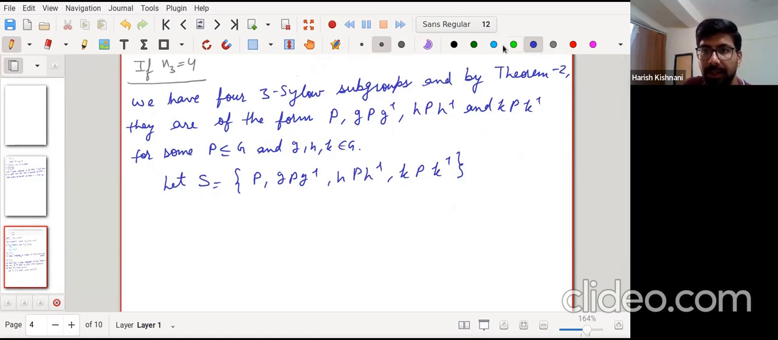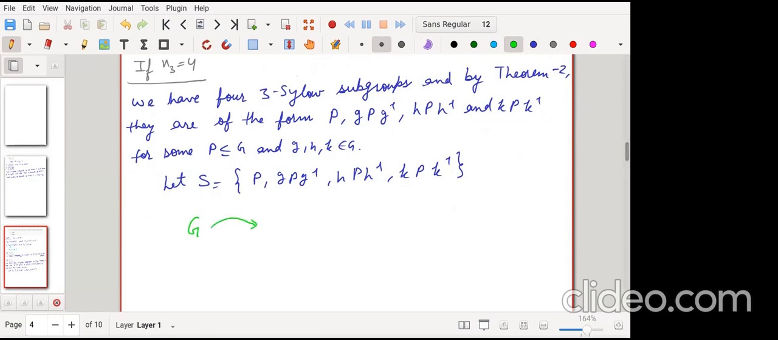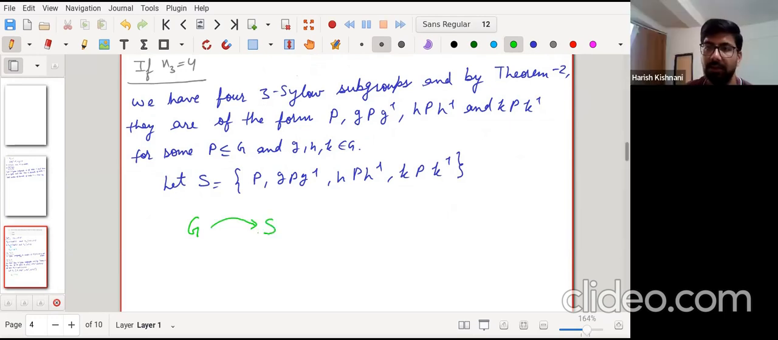Can you see a natural action of the group G over this set S? G acting on S by conjugation. Yes, you're right, Shalini. So by conjugation, G acts on S by conjugation.